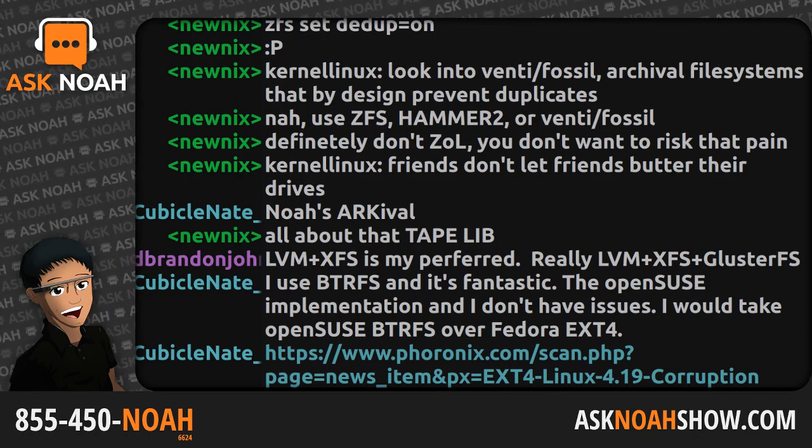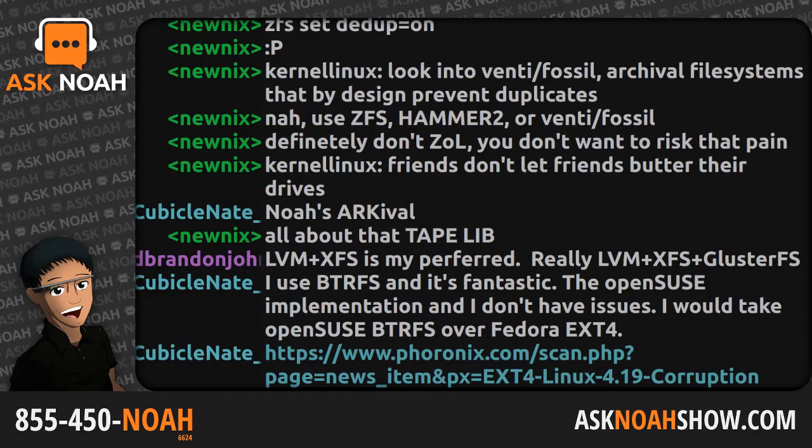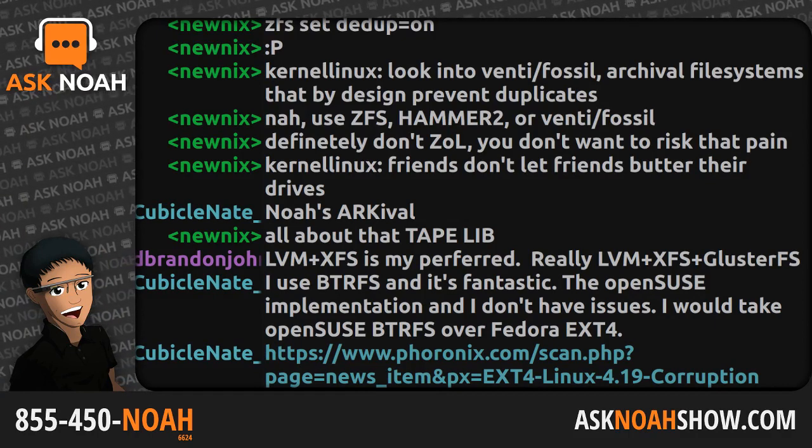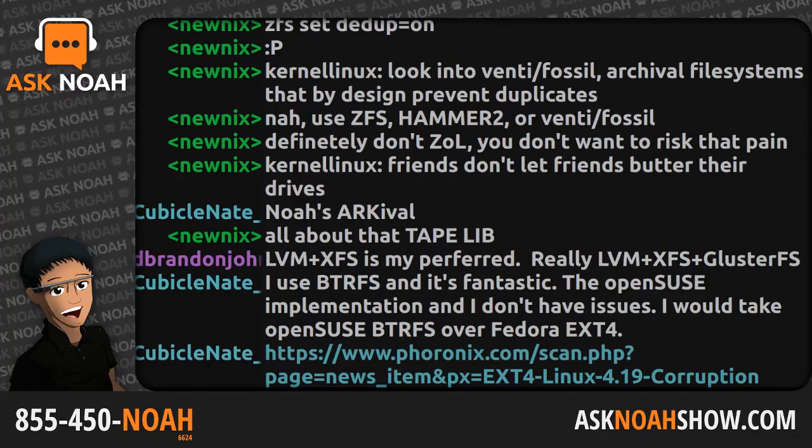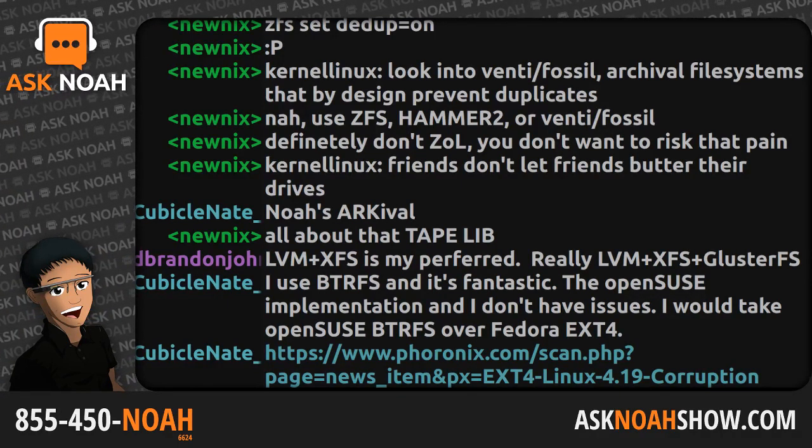Also, in the chat room is recommending LVM with XFS. That is the preferred way to go. And he says, really, LVM with XFS and GlusterFS. And of course, we have somebody in the chat room that's saying they use Btrfs, and it's fantastic.